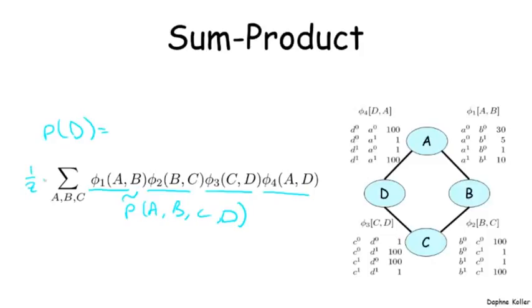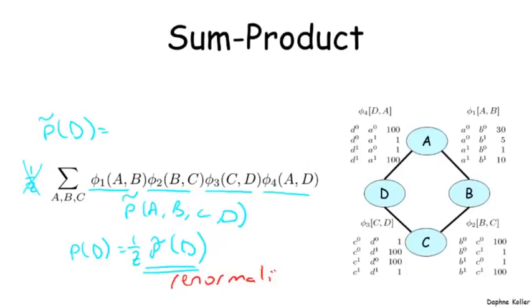So how do we deal with that if our goal is to compute P of D? Well, the point is that if we ignore the partition function and rather compute P tilde of D, we can infer that P of D is actually equal to 1 over Z times P tilde of D, because the normalizing constant is a constant. And so if we've computed P tilde of D, we can obtain P of D by a simple process of renormalization of P tilde of D.